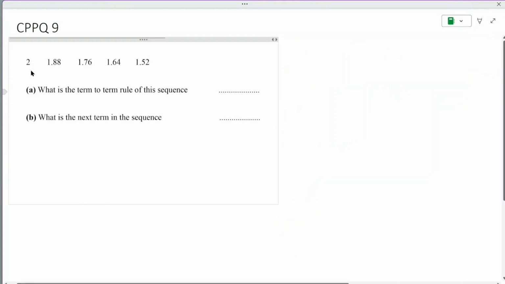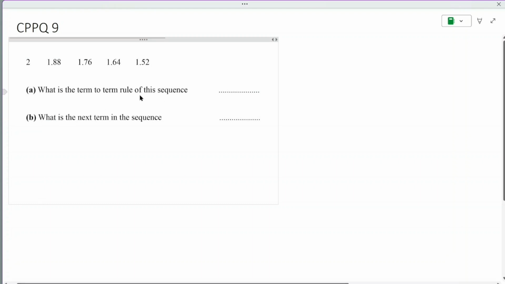Question 9. 2, 1.88, 1.76, 1.64, and 1.52. 9a. What is the term-to-term rule of this sequence? 9b. What is the next term in this sequence?